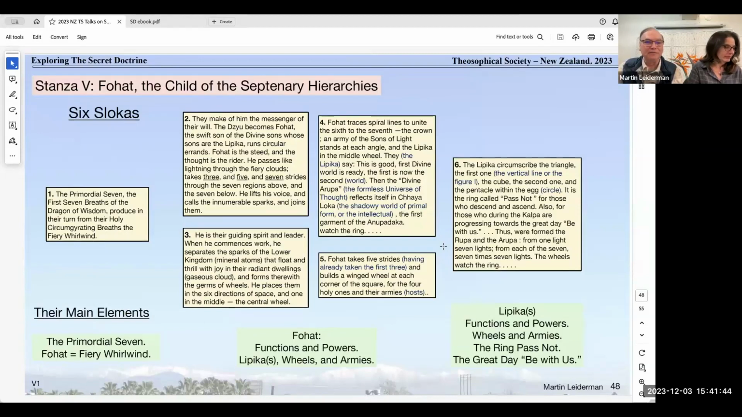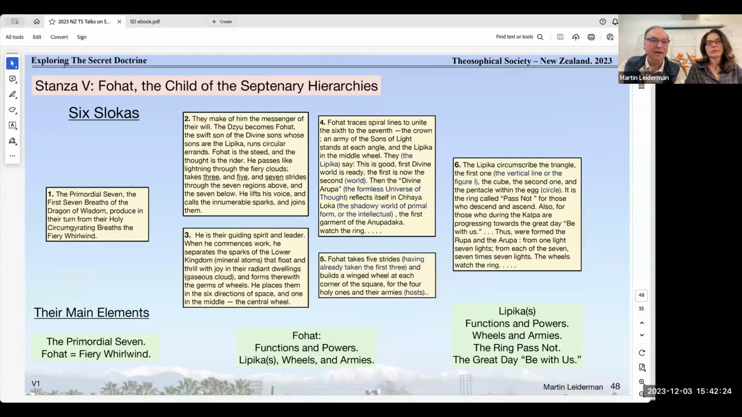As we go to stanza 5, the title is Fohat, the Child of the Septenary Hierarchy. Another tool I use, and this is to show you different tools and ways that I study the elements of the stanza, first to get familiar, then to put it together, to study them, to concentrate on the main ideas. I write the stanzas, like I told you, I separate them, and look which new element or idea appears in this stanza that was not earlier, or is a continuation of an earlier one.